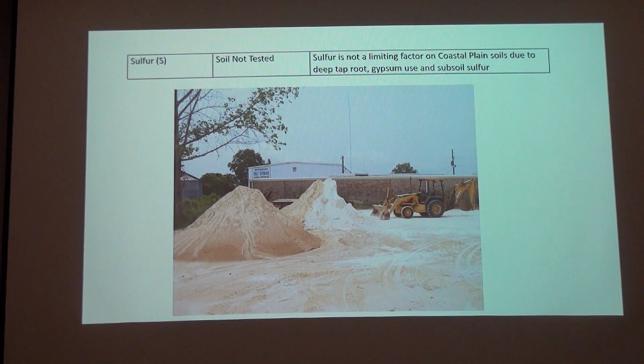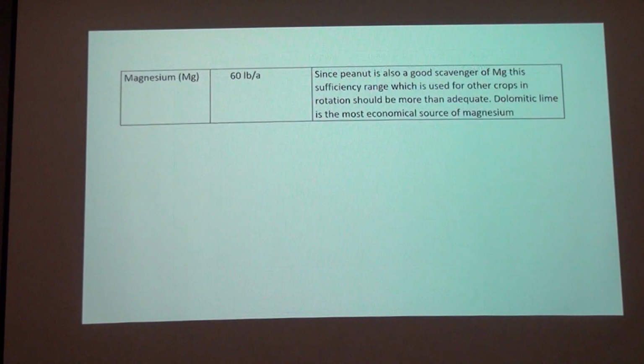Peanuts are good scavengers of things like sulfur. We'll get sulfur in the subsoil on a good soil like a Tifton. I really don't think we're having a lot of sulfur issues. Now, cotton and corn, yeah, we got to make sure we put sulfur out or we'll have problems, but a peanut should not be as critical. And then same thing with magnesium. Again, in 25 years, I've never seen a magnesium deficient peanut.